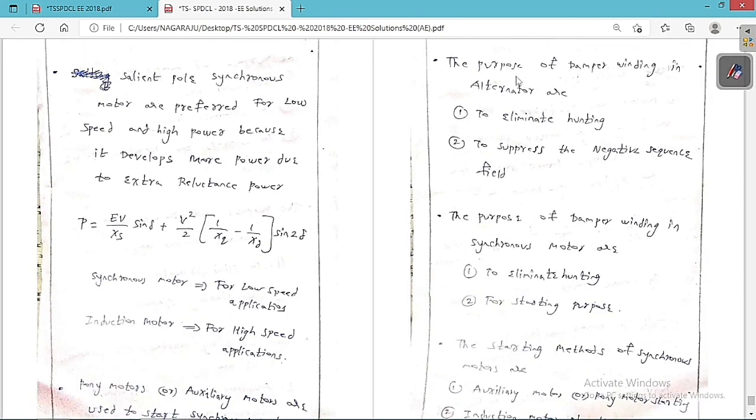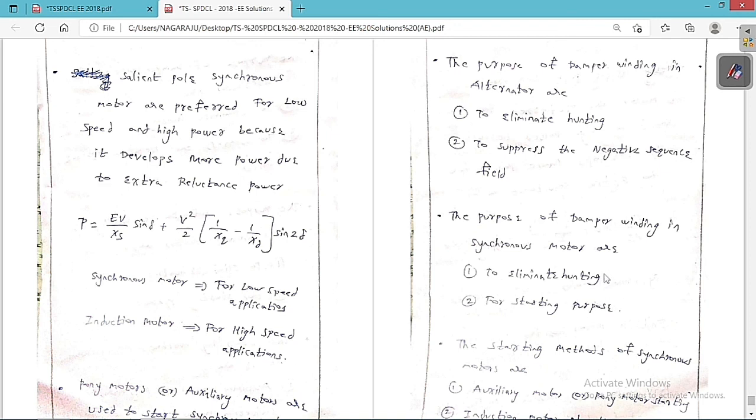Let me tell you the purpose of damper windings in the alternator, the synchronous generator. They are going to eliminate the hunting and also to suppress the negative sequence fields. I already told you the purpose of damper winding in alternators is basically to eliminate the hunting and also to suppress the negative sequence fields. And the purpose of damper winding in synchronous motors is basically to eliminate the hunting and also for starting purpose, to provide the starting torque.